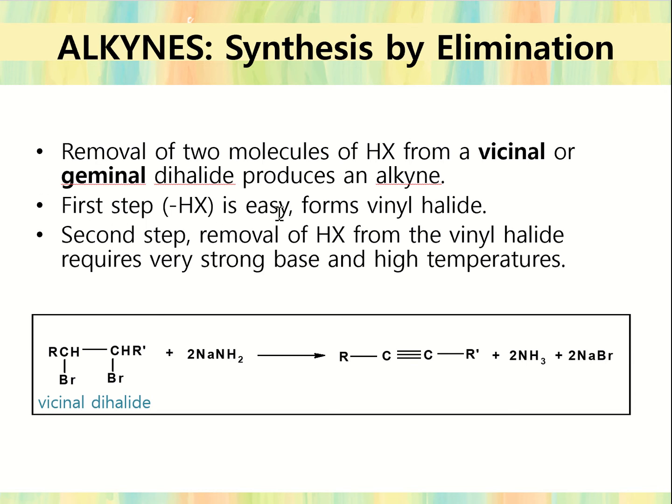All right, so the first step is easy and it forms a vinyl halide. And then the second step, you have another removal of a hydrogen halide from the vinyl halide, and it requires a very strong base and very high temperatures. All right. So here we have the base, sodium amide, and the vicinal dihalide, and we remove two molecules of HX, so X being bromine here, and we form our alkyne.